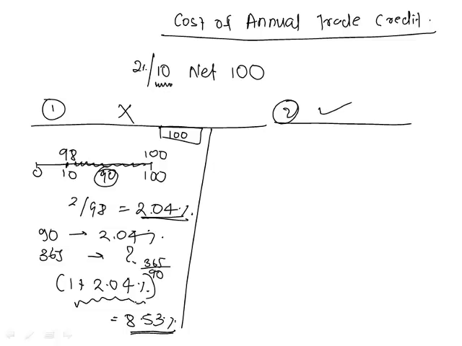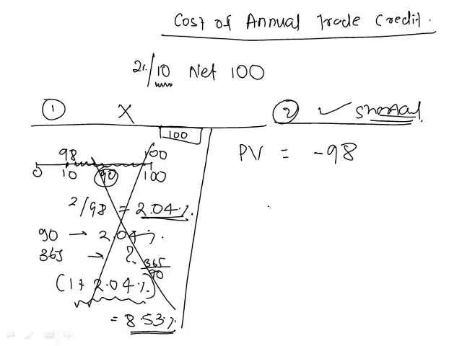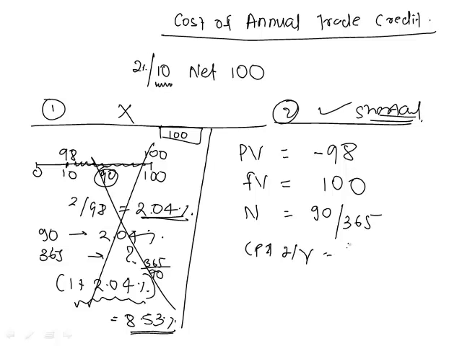These are the two possible ways in which you can do it. But on the exam, this can be a bit confusing, so you don't use this method. The second method is a shortcut method, and you'd really love this now. On your financial calculator, you would say present value is equal to minus 98. Future value is equal to 100. You would say N is equal to 90 divided by 365. Compute IY. 8.53. Is this easy?